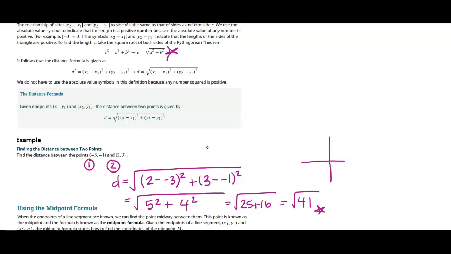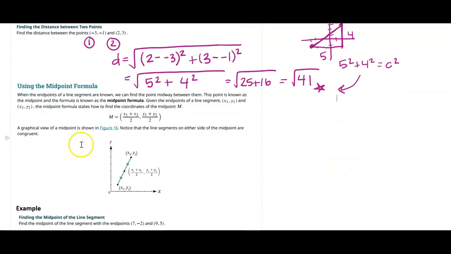Sometimes it might be nice to just graph this and use Pythagorean theorem to make these connections that the distance formula is just the Pythagorean theorem. So my change in my x's from here to here is 5. My change in my y's from here to here is 4. And so 5 squared plus 4 squared must be equal to c squared. Notice we'd end up getting the exact same answer as we did with the distance formula.